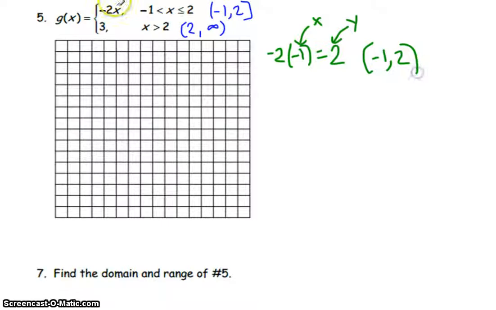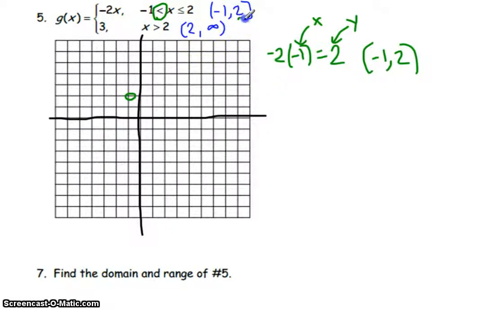Now I'm going to plot that point. So first let me make this a graph with the axes. Okay, so I have -1, 2. Okay, and this is going to be an open circle because there is no equal sign right here.